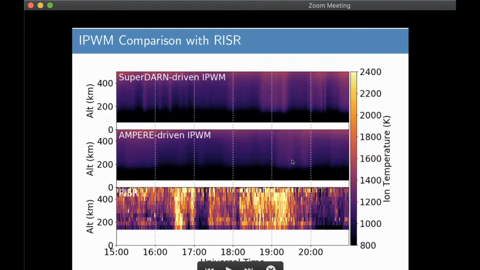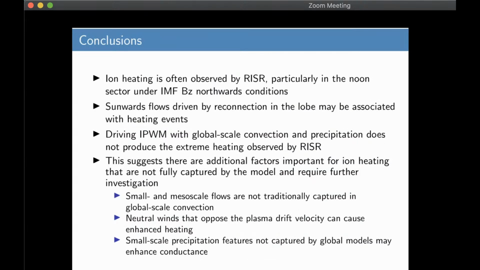But really what we get from this is that both these large scale convection maps, used to drive IPWM, are not capturing the kind of heating that we're observing with the radar. So our conclusion here is that ion heating is something we observe with RISR, and we observe it frequently, particularly in the noon sector under IMF-Bz northward conditions.